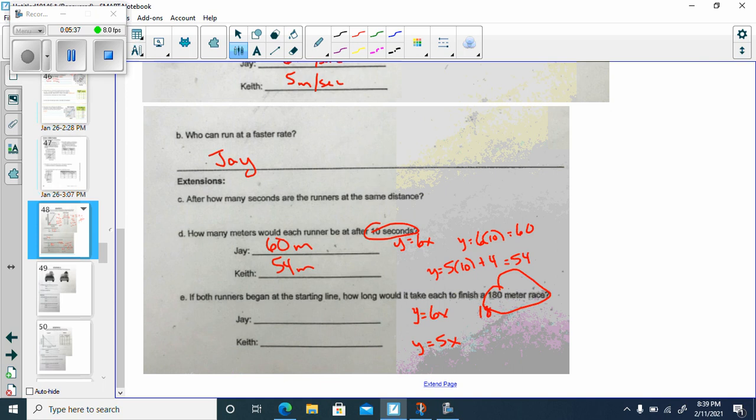So in this case, 180 would be equal to 6 times x. Divide both sides by 6, and x would be 30. It would take 30 seconds for J to finish a 180-meter race. How about this one? Y is equal to 5x. Our number of meters goes in for y. 180 is equal to 5x. We divide both sides by 5. And x would give me, use your calculator, 180 divided by 5.